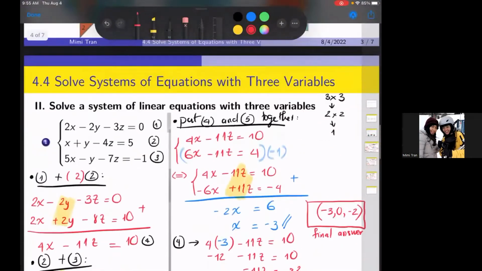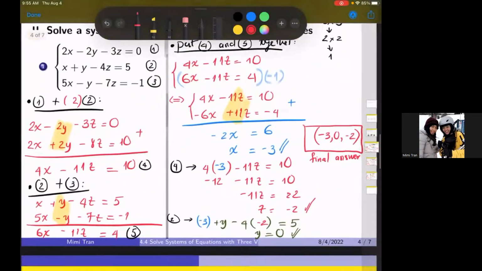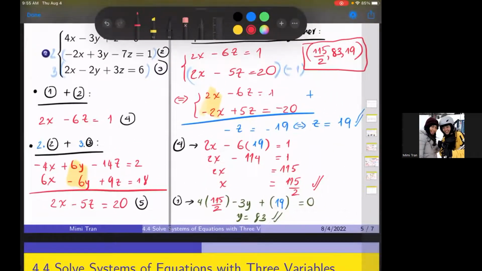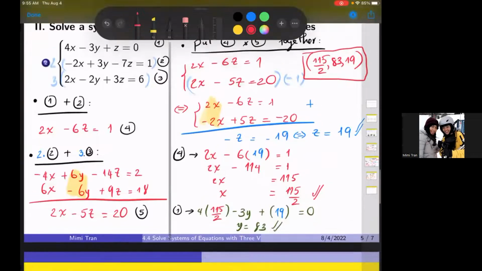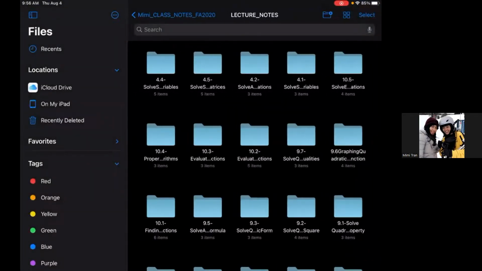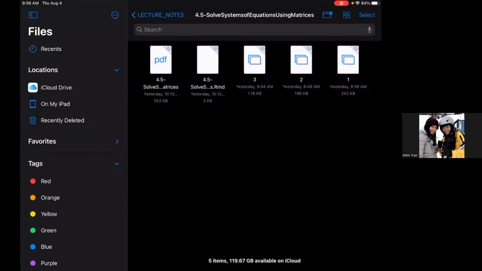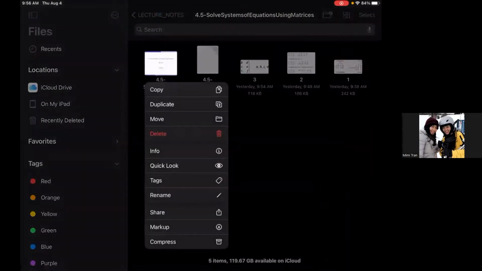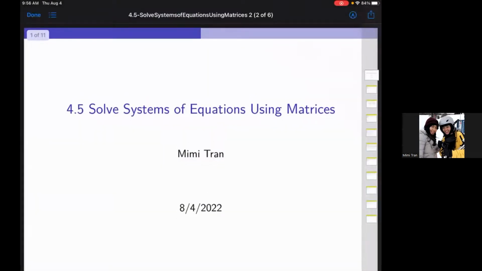On the exam, either I'll give you one solution or no solution. Right? I'm not going to make you do infinitely many solutions. That's for college algebra. For this level, you're not required to know a whole lot. All right, we're done with 4.4. Now, I'm gonna go to 4.5 right now because I want to at least talk about this a little bit before we continue on Monday.